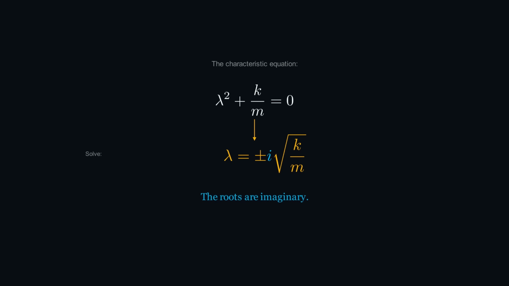The roots are imaginary. And that turns out to be the key to understanding why systems like springs and pendulums oscillate at all. This is Euler's formula. If you've seen it before, you might know it as a beautiful connection between the exponential function, trigonometry, and the imaginary unit. But for differential equations, it's much more than a curiosity. It's the reason oscillation appears at all.